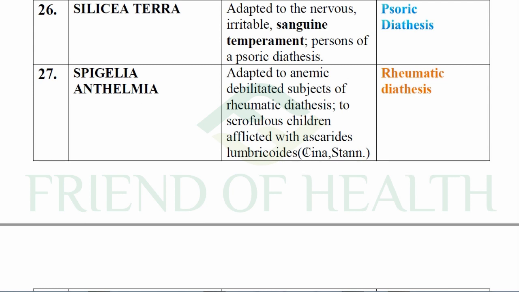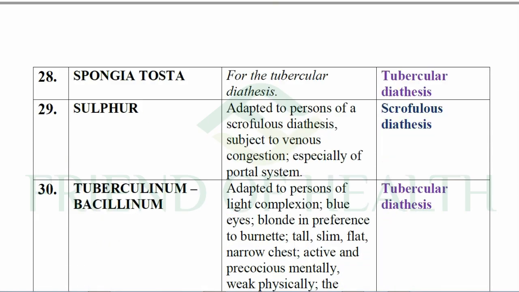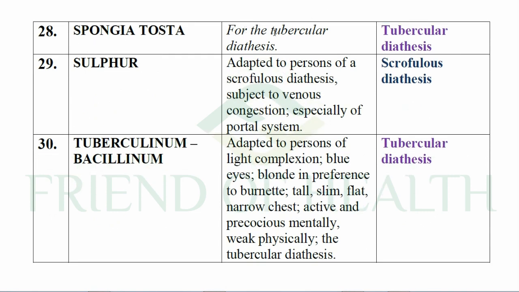Cina, Tanacetum and Spigelia. So ascarides, lumbricoids, 3 remedies by Allen's keynote, Cina, Tanacetum and Spigelia. So anemic, debilitated subjects of rheumatic diathesis, scrofulous children, so rheumatic diathesis, Spigelia. Next is Spongia tosta for the tubercular diathesis, direct line for the tubercular diathesis. Sulphur, don't think that when sulphur comes it will be given as psoric diathesis.